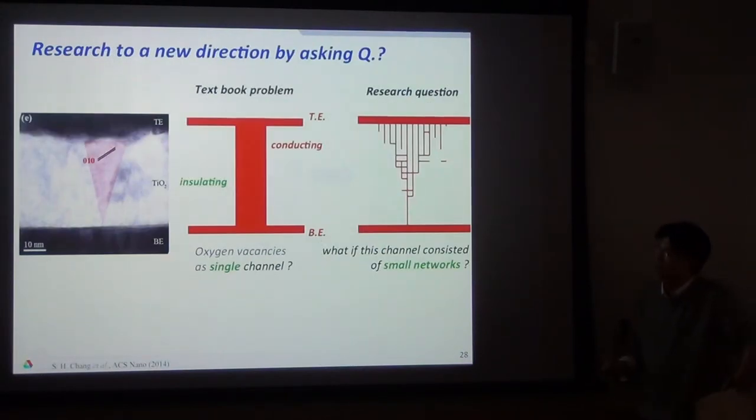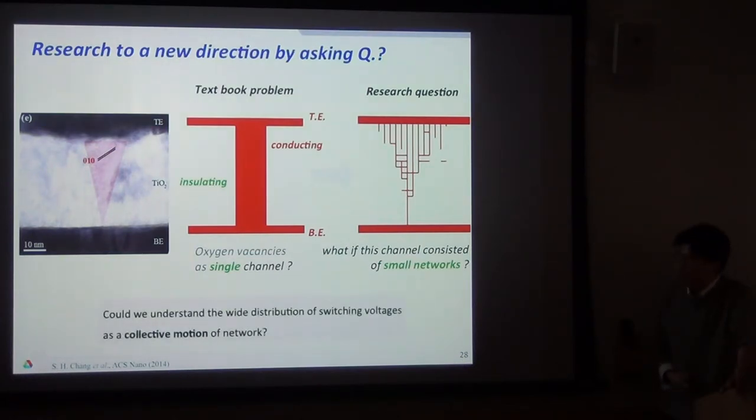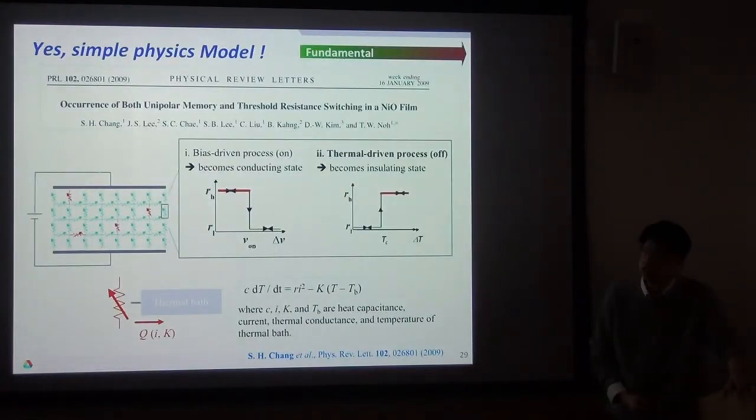Then how do we solve the problem? Many researchers thought about this oxygen channel as a single channel like this. However, our research question was, what about the network rather than the single channel? So what if this channel consists of a small network? Then can we understand this wide distribution of the switching voltage, as I mentioned before? Our answer was yes.